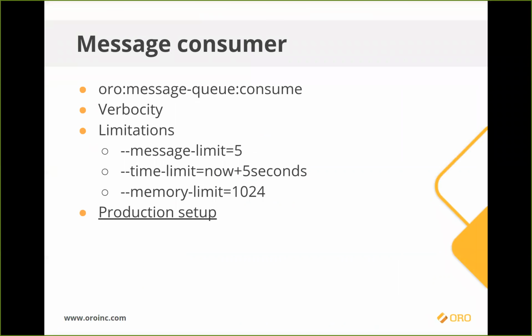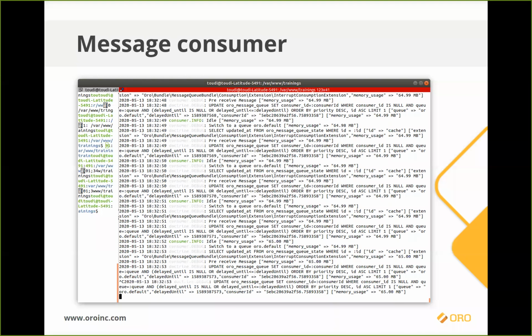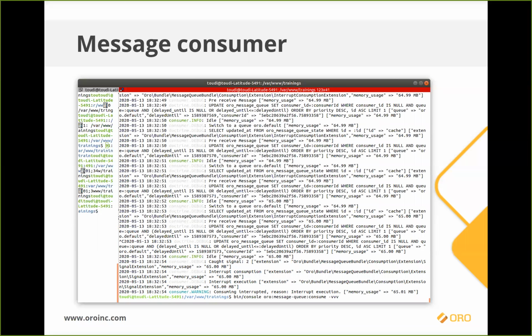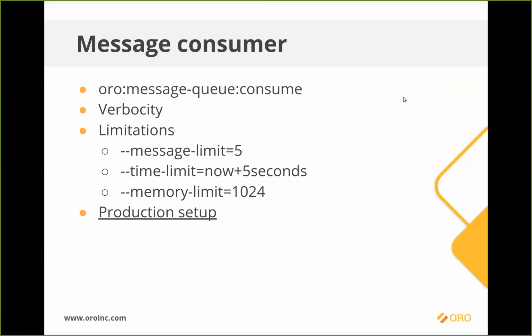So the message consumer is just a process. So it's message queue consume, and we can set the verbosity. So as you saw, I was using -3 V's. So like this, it's very verbose, and even when the process is idle, I have the information about the memory usage and about the select that is being executed to check if there are any interruption or any messages to consume. I can of course use less verbose mode.